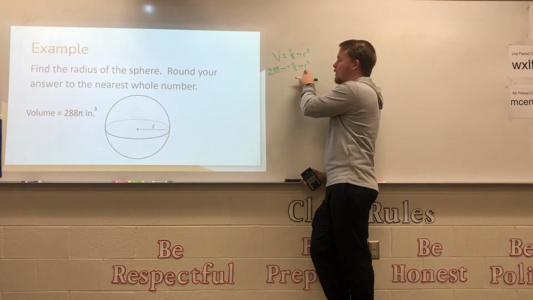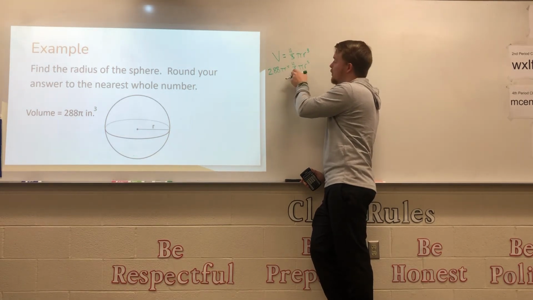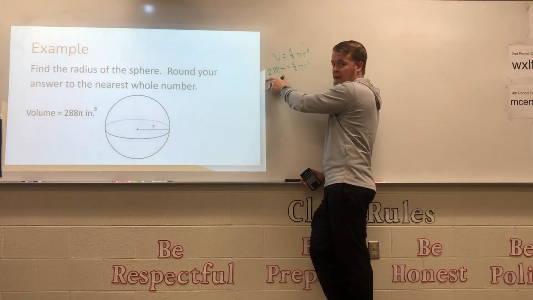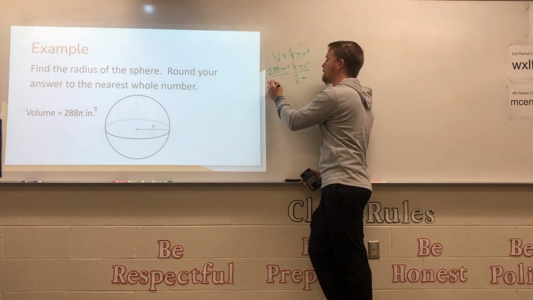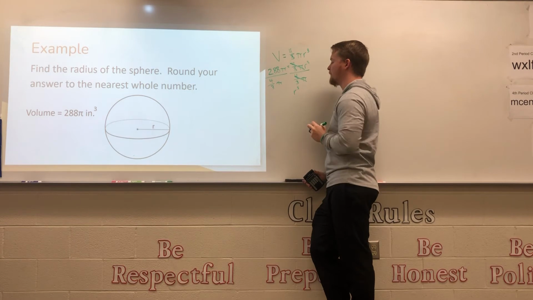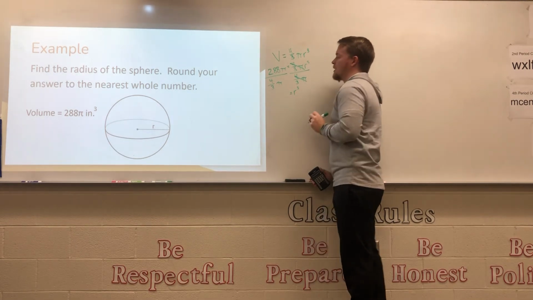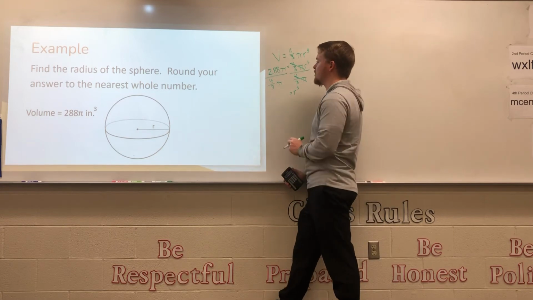We're trying to solve for r. Okay? If we're trying to solve for r, whatever's on the same side of r needs to move. So we need to move the 4/3 pi over here. To do that, we divide. So I'm going to divide both sides by 4/3 pi. When I do that, those cancel, bring me down r to the 3rd power equals.